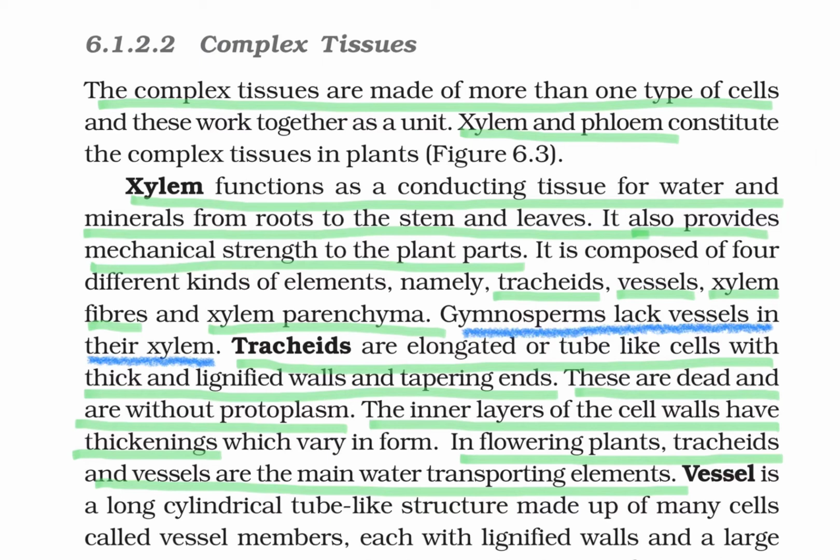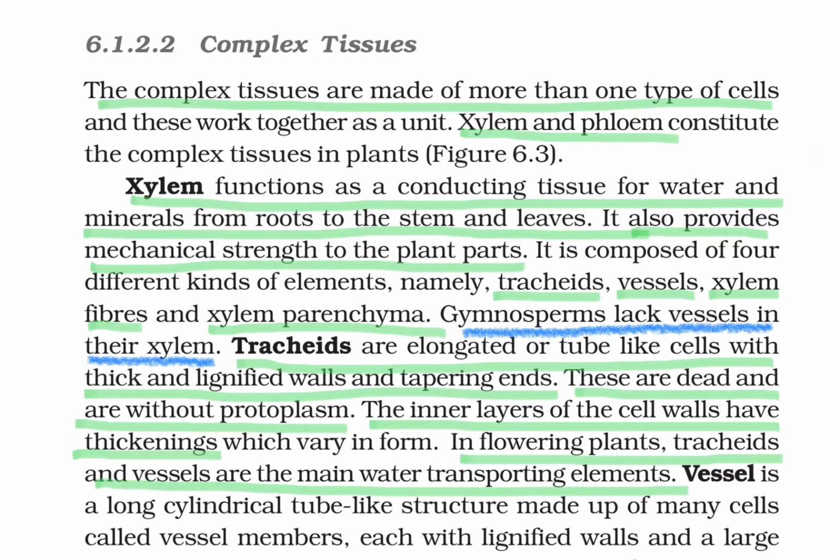So firstly, xylem functions as conducting tissue. As I have said to you, it transports water and minerals from roots to the stem and then leaves. It also provides mechanical strength to the plant where it is present. It is composed of 4 different kinds of elements: tracheids, vessels, xylem fibers and xylem parenchyma. The gymnosperms lack vessels in their xylem. That means they are totally absent.